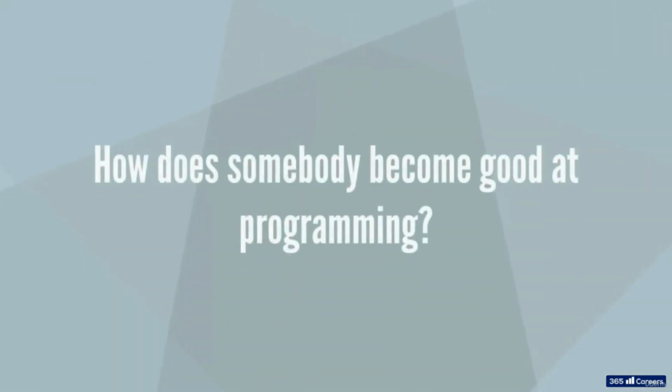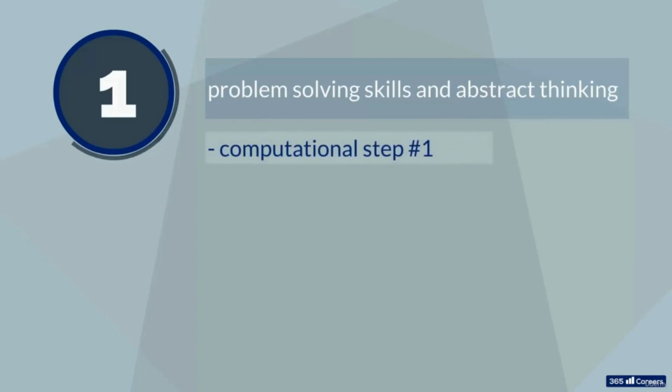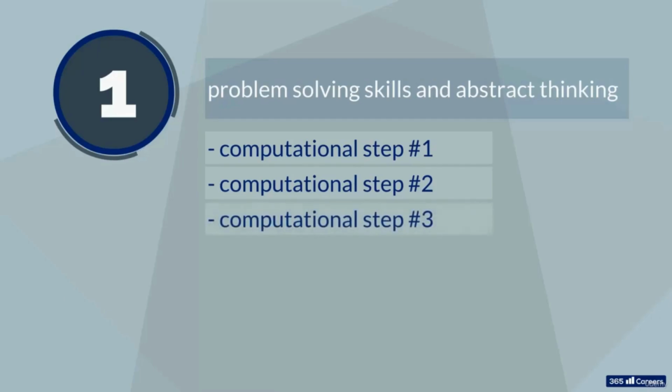Right, but how does somebody become good at programming? First, programming requires problem-solving skills and involves abstract thinking. You are supposed to understand your task perfectly and then break it down into a sequence of instructions or smaller computational steps that the computer can execute.